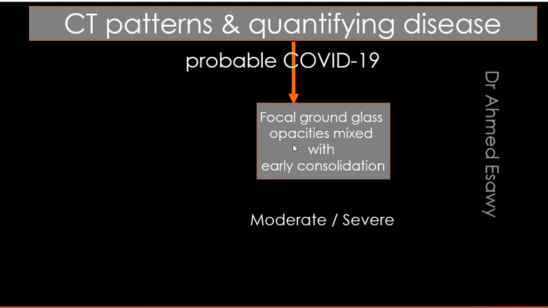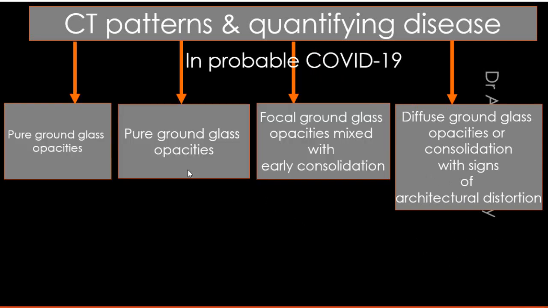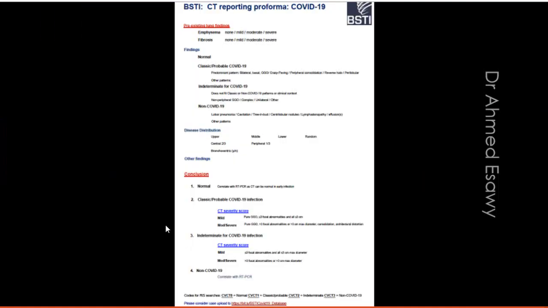Focal ground glass opacity mixed with early consolidation: score moderate or severe. Diffuse ground glass opacity or consolidation with signs of architectural distortion: score severe. This is CT pattern quantifying in probable COVID-19. This is an example of a CT reporting proforma in COVID-19 guided by the British Society of Thoracic Imaging.